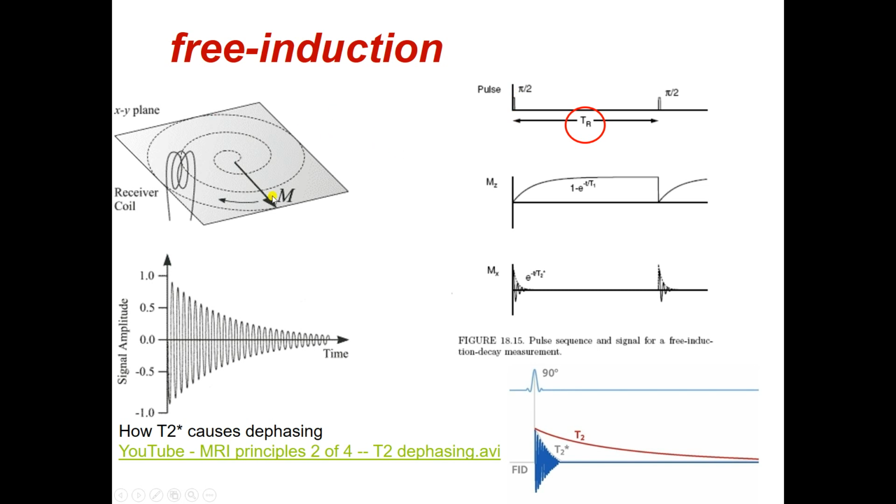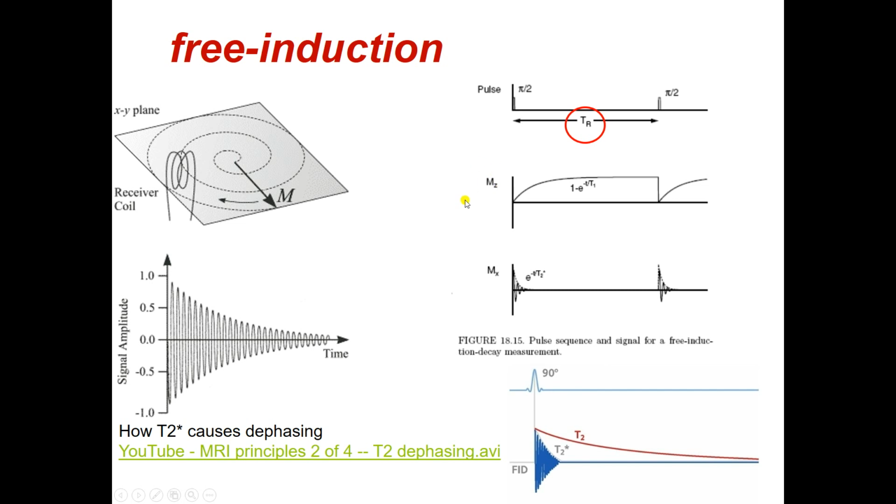All the experiments start with a pi/2 pulse. That's the tipping of the magnetization into the XY plane, which is then going to go away right here. You wait some amount of time that we call TR, the repetition time, the time that it takes you to apply another spin flip pulse, which in this case is another pi/2 pulse.